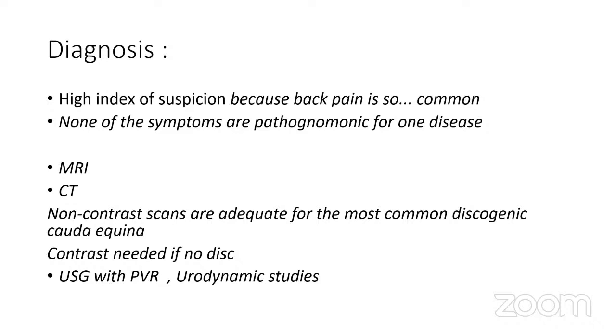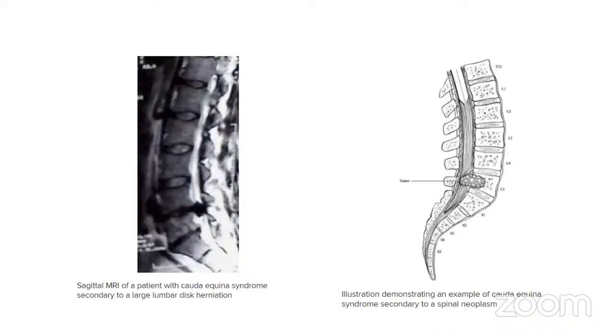Other investigations which may be done, especially in chronic patients where they don't really come up with the symptoms of urinary retention, but just say that we have incontinence, a USG with a post-void residue to actually look out for the retention is needed, and urodynamic studies may also aid. This is probably the most classic description of a discogenic cauda equina syndrome.